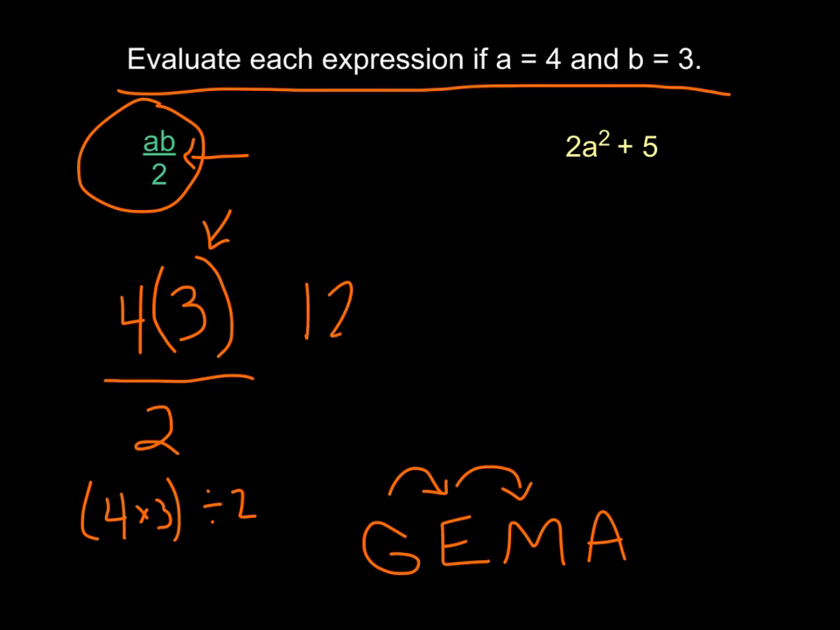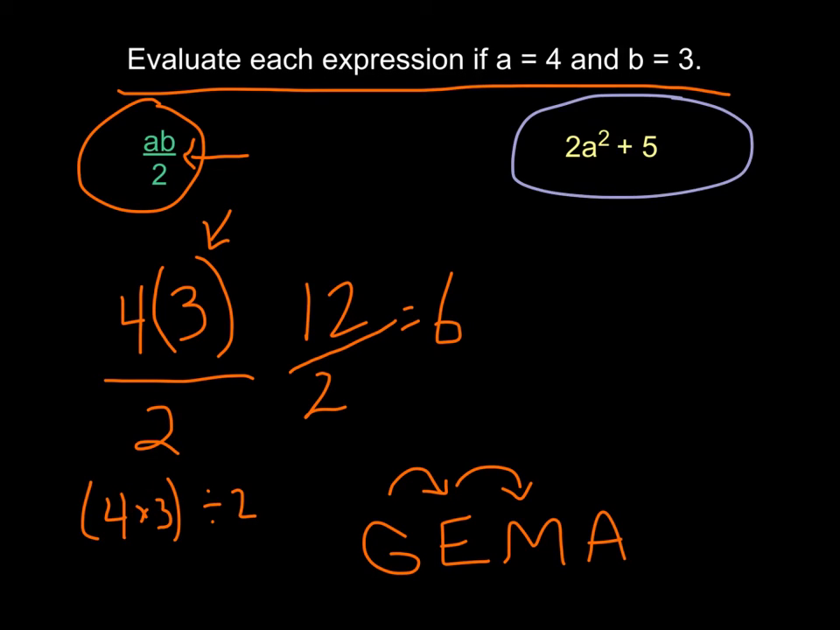So that means I have 12 at the top. 4 times 3 is 12. Now I'm dividing that by 2. And when I do 12 divided by 2, 2 goes into 12 6 times, and there's no remainder. So 6 would be my answer. In this next one here, I see 2a squared plus 5. I want to evaluate that, or I want to solve it.